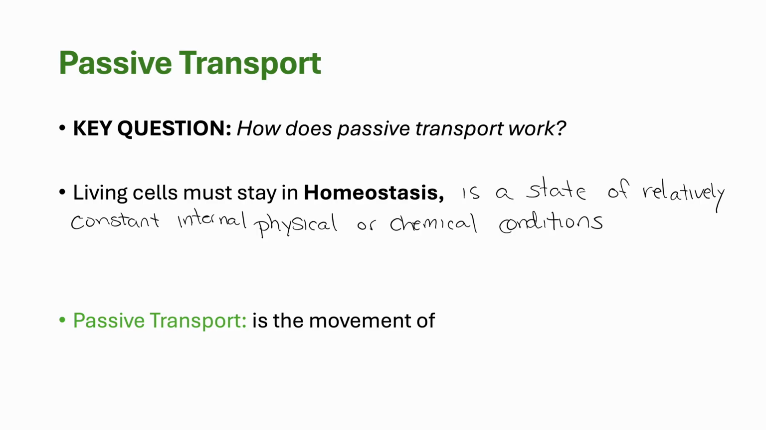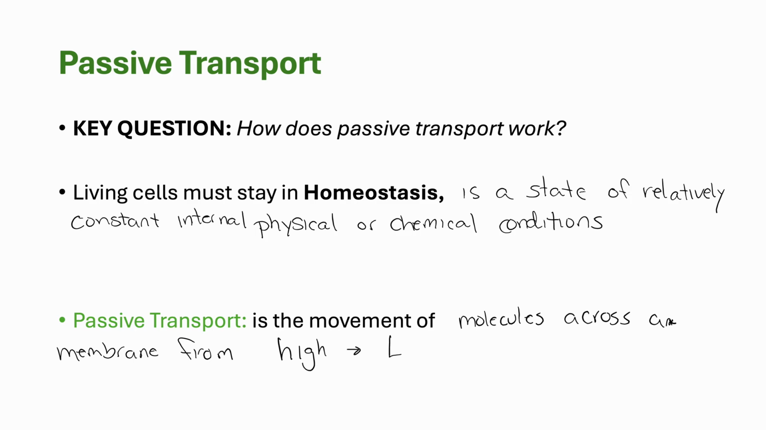So passive transport is the movement of molecules across a membrane, aka the cell membrane, from high to low concentration. This is how molecules naturally want to move. When there is a higher concentration, they move and spread out until they are equally distributed. But the key here with passive transport is that we are doing this without energy. No ATP, no energy is needed to move these molecules.